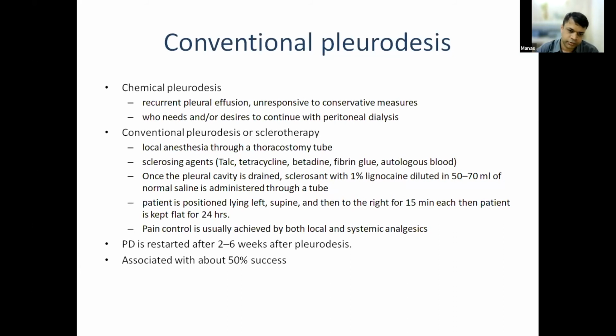This usually caused severe pain, so local and systemic analgesics have to be given. This method also fails. Many of our patients failed chemical pleurodesis in the earlier era, so it has almost a 50% failure rate. And peritoneal dialysis is started after 2 to 6 weeks, similar to VATS.